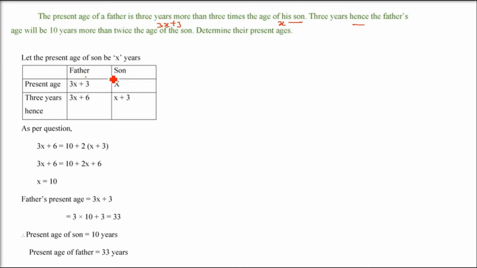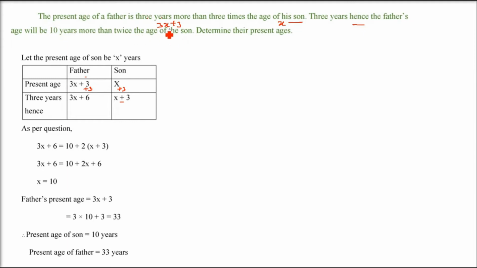Now what happens after plus 3? See, 3 years after, both of them are going to be 3 years older. So you just add 3 to both of them. So after 3 years, it will be 3x plus 3 plus 3, that is 3x plus 6, and x plus 3. Now after 3 years, what is the scenario between their relationship?